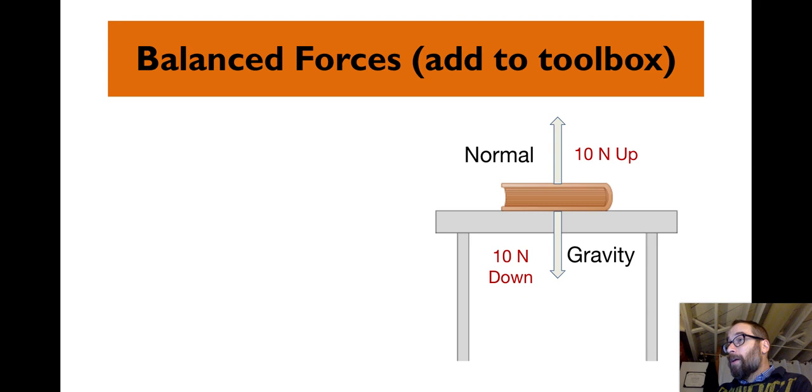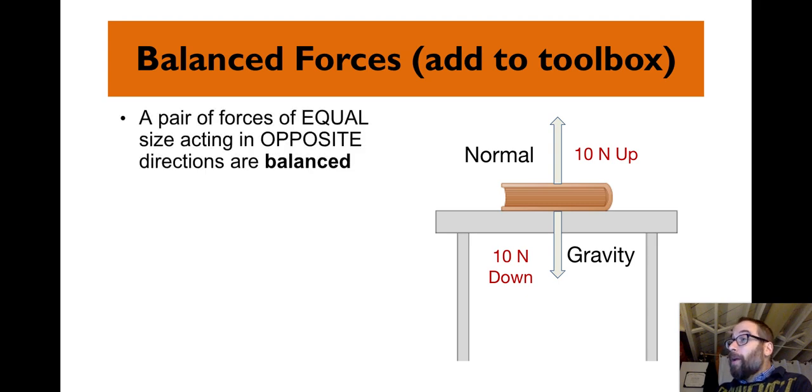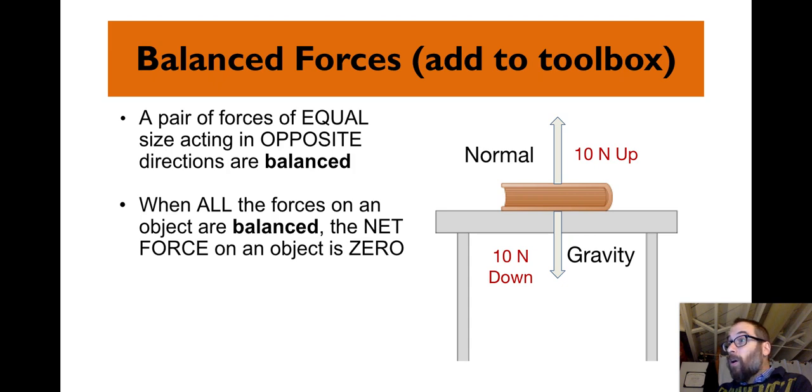Okay, so what are balanced forces? A pair of forces of equal size acting in opposite directions are considered to be balanced. So in the case of our book on the table, the forces have the same magnitude, the same size, 10 newtons, and they're going in opposite directions. So essentially they cancel each other out. Now, when all the forces on a book or any object are balanced, the net force on the object is 0.